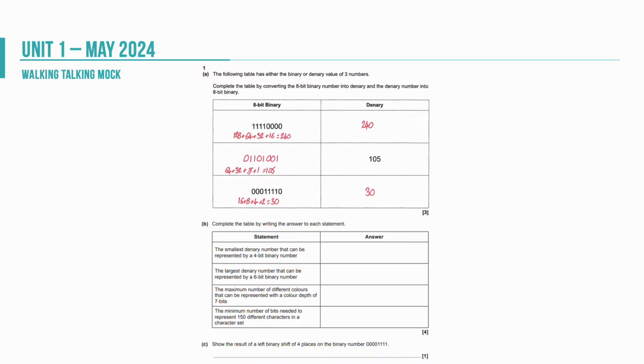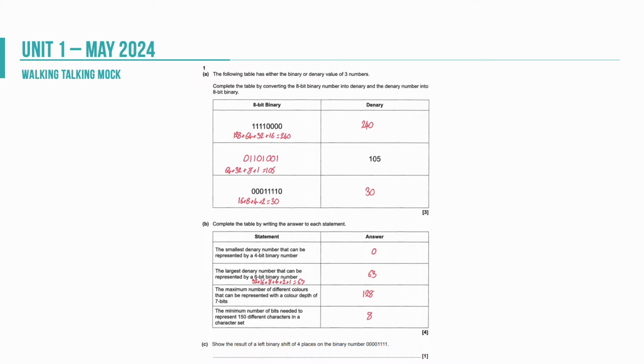You've then been asked to complete the table by writing the answer to each statement. Now these again are very linked to binary numbers. If you know your binary numbers and how they work, you should be able to figure out all of these answers. The smallest denary number that can be made is 0. Amazing how often students put 1 there. Remember, 0 is absolutely a number.